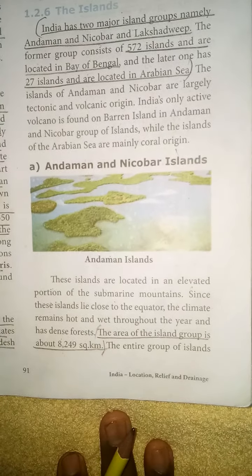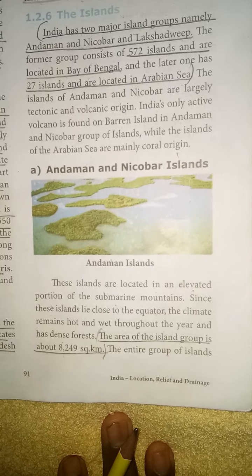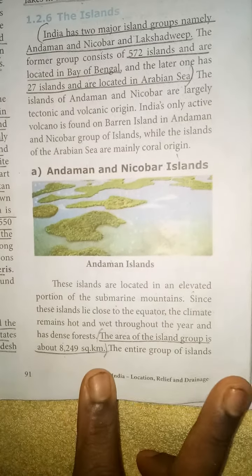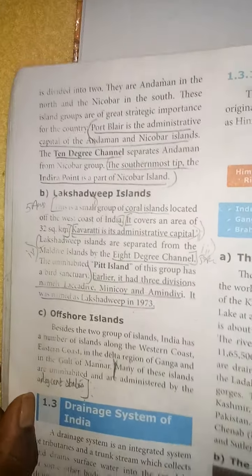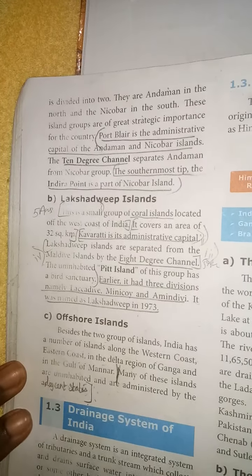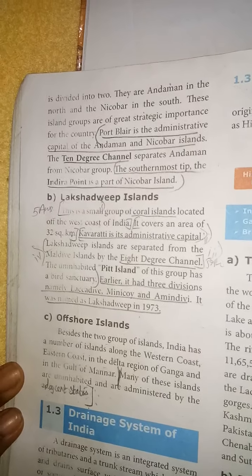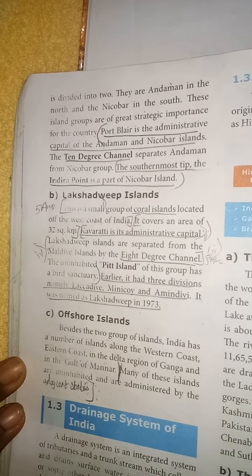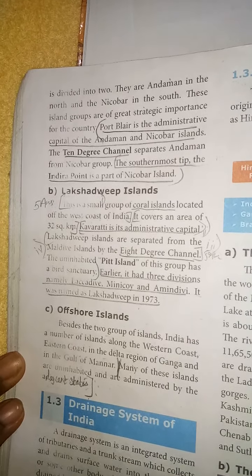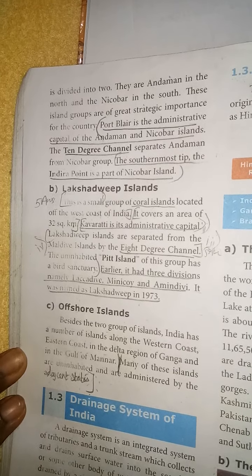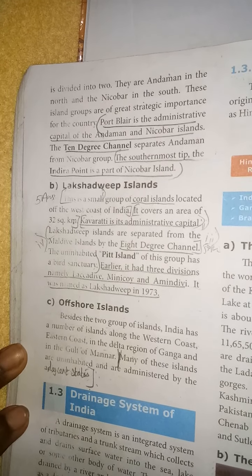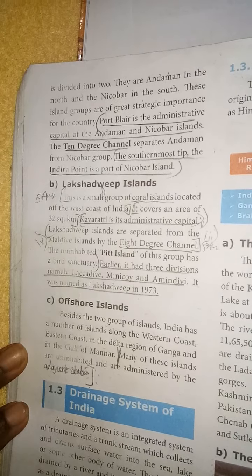The area of this island group is about 8,249 square kilometer. Port Blair is the administrative capital of the Andaman Nicobar Islands. The 10-degree channel separates Andaman from Nicobar group. The southernmost tip, the Indira Point, is a part of Nicobar Island.